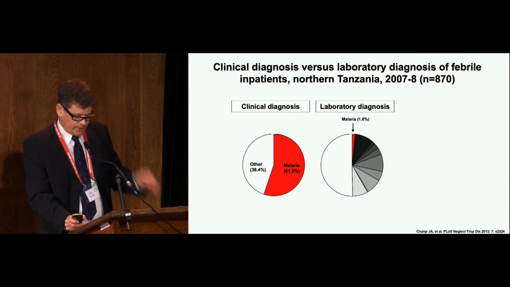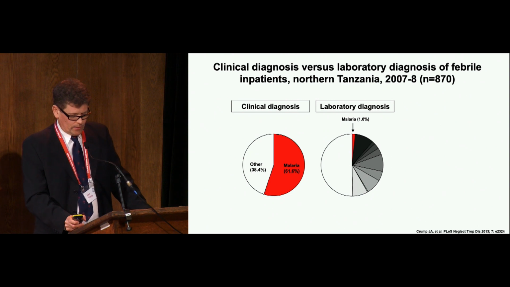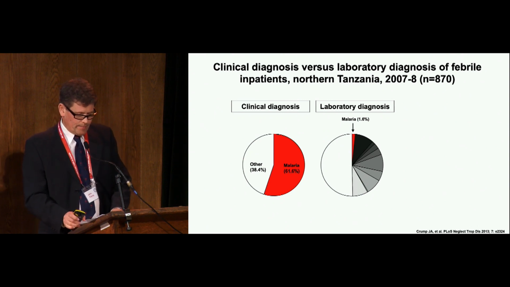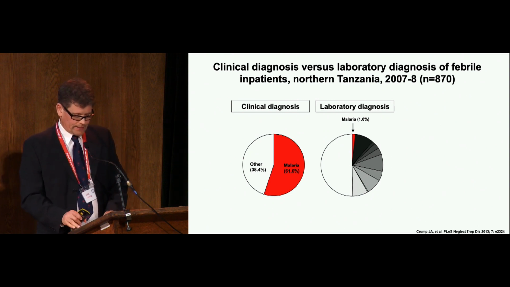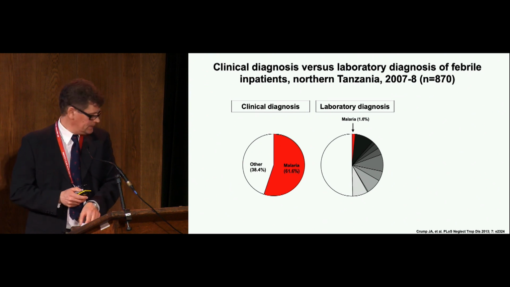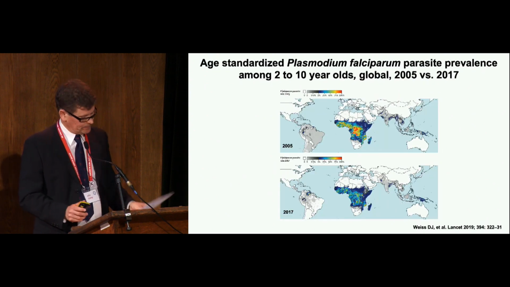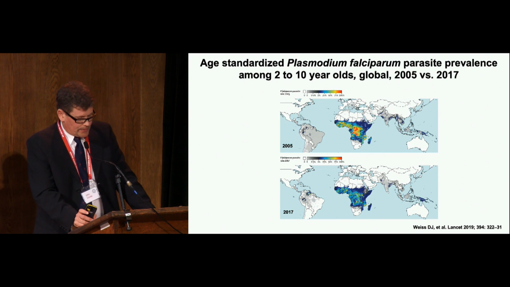In brief, the major reason that patients with malaria were experiencing bad outcomes at the time was that most patients clinically diagnosed with malaria didn't have it. And this was perhaps not surprising given trends in malaria at the time.